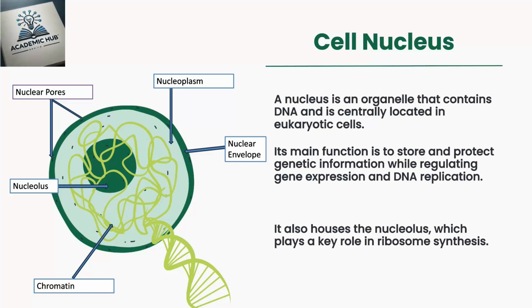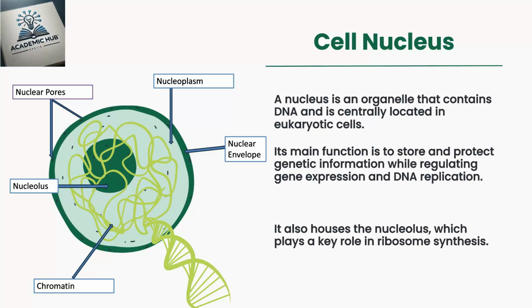Next is the nucleolus, known as the ribosome factory. Also inside the nucleus, there is a dense round structure called the nucleolus. This is the nucleolus, which plays a key role in ribosome production. Ribosomes are essential for protein synthesis, making the nucleolus one of the most important parts of the cell.